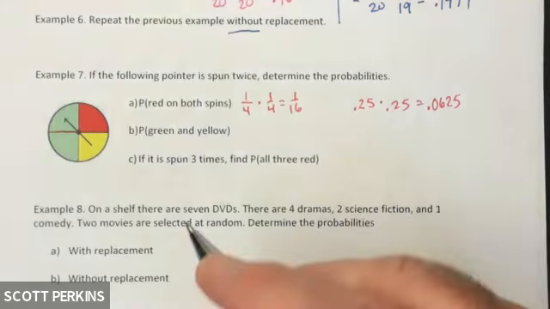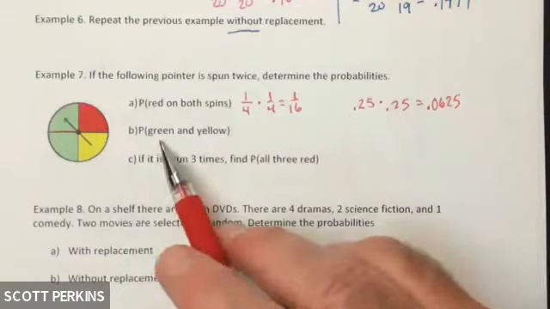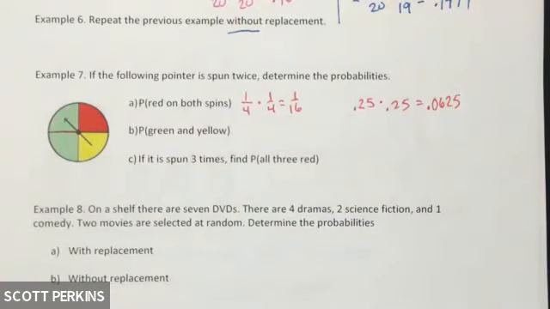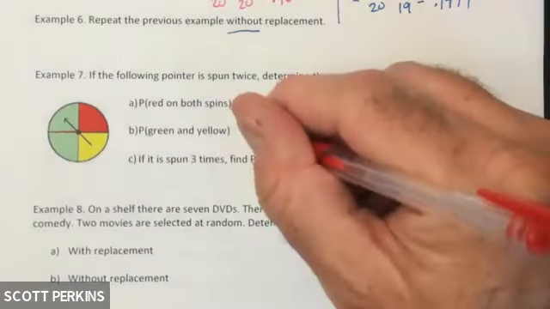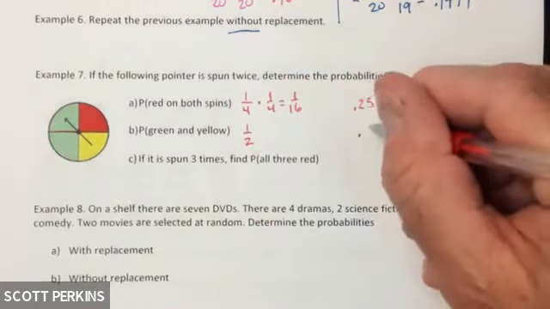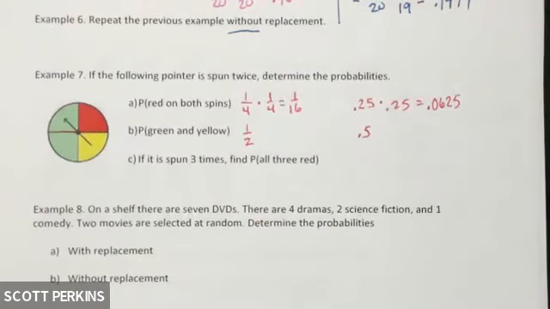So the next one, the probability green and yellow, what's the probability it lands on green? Yeah, you can either use 1/2 or you use 0.5. I mean, 50% of the area is green. Okay, that's a great way to look at it.